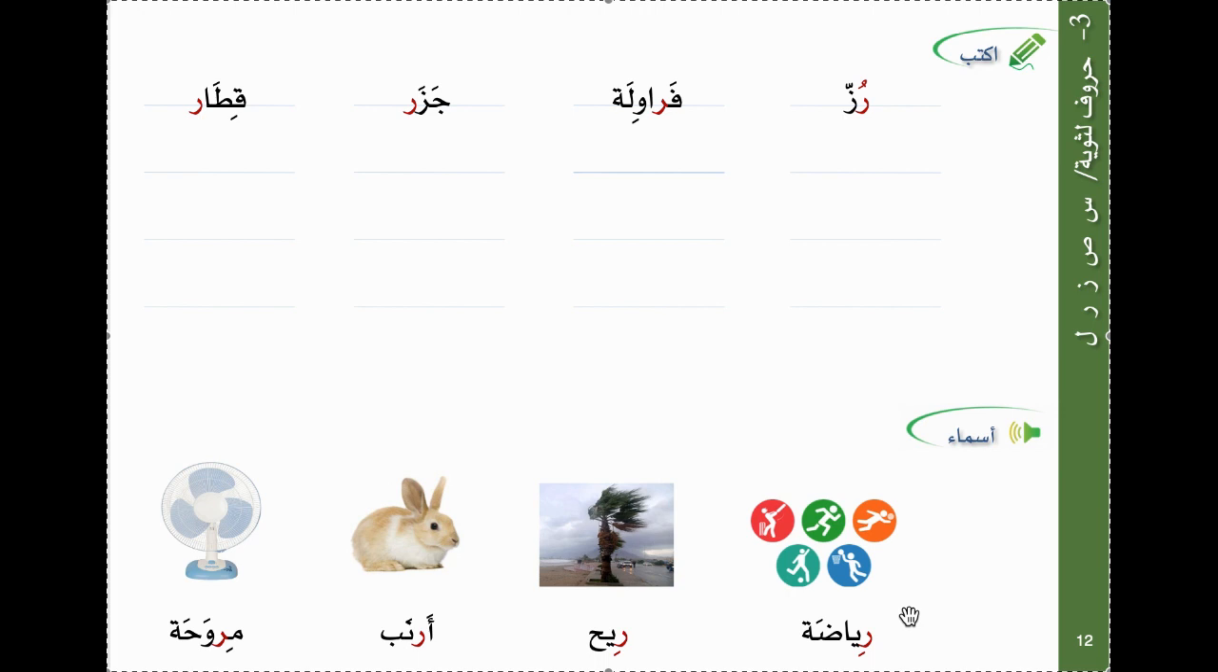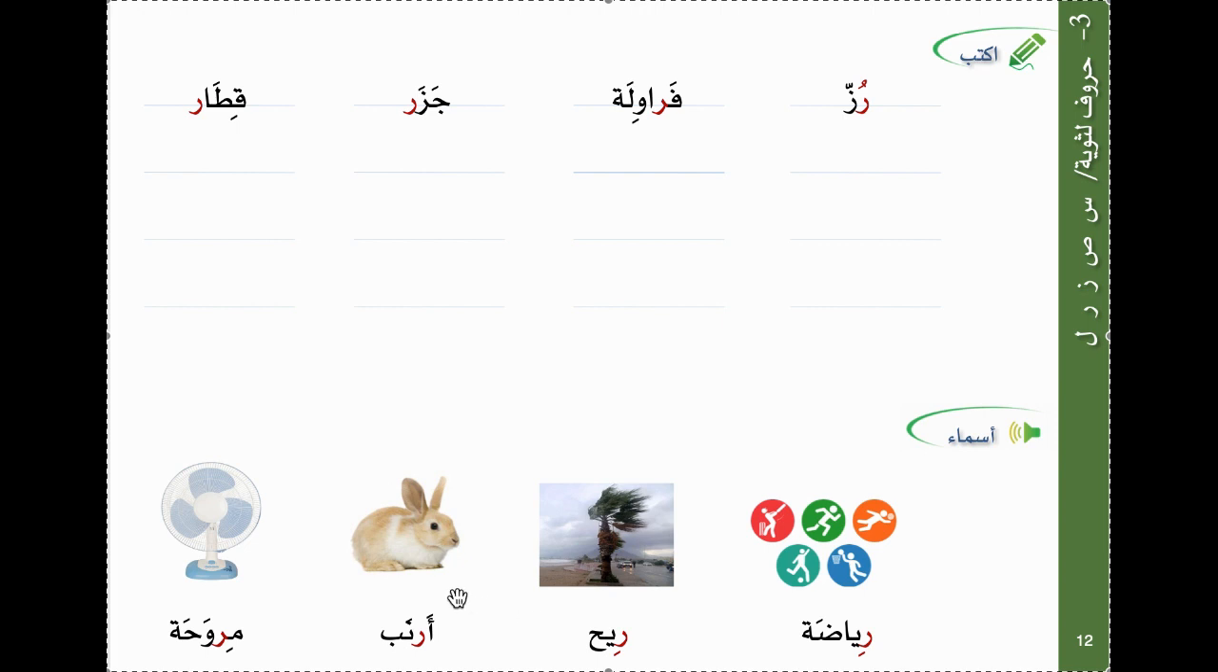We have riyada. Riyada here means sports, as you can see from these lovely images. Okay, we have a ta marbuta at the end, so of course the dad must have a fatha because that is how they work together. Riyada. And then we have this word rih. Rih means wind. This is the kind of wind when you are discussing the weather, as you can see in the image.